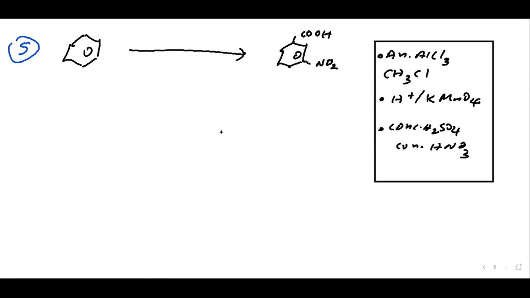Okay, Tamasha gave one answer. Conc-HNO3, conc-H2SO4, 1. Then CH3Cl second with anhydrous AlCl3, Tamasha. You can't just add CH3Cl. And then third will be the oxidizing agent. Good. Very good. Others?